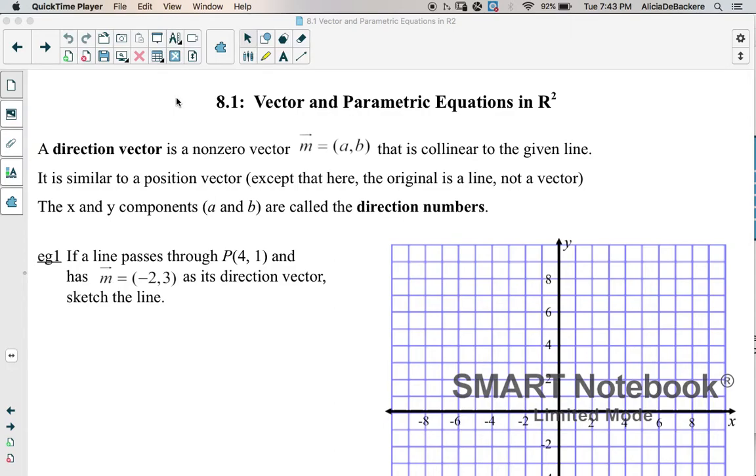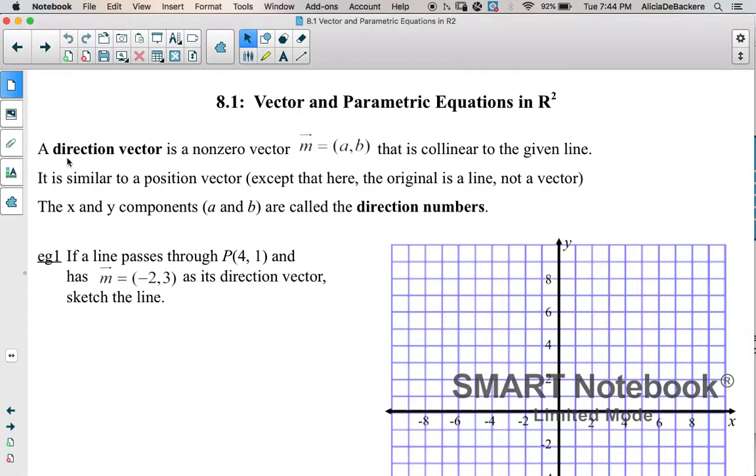Okay, welcome to lesson 8.1. We're looking at the vector and parametric equations of lines in 2-space. This is our first lesson on lines. The next 2 lessons will be on the equations of lines in 3-space, and then the last lesson, there's only 4 lessons for this chapter, the last lesson will be all the different equations for planes.